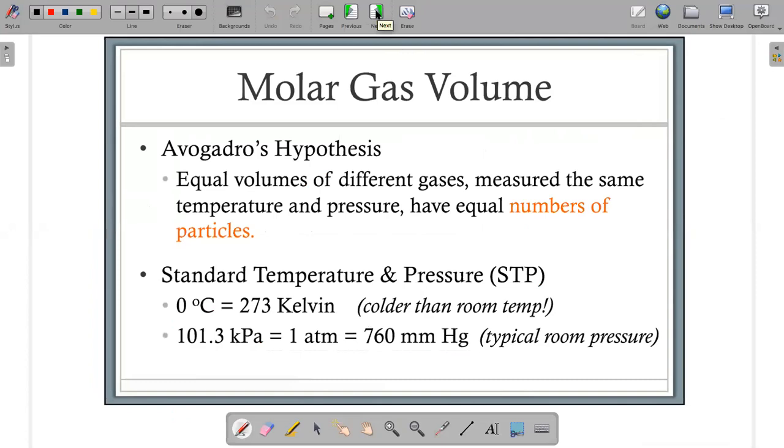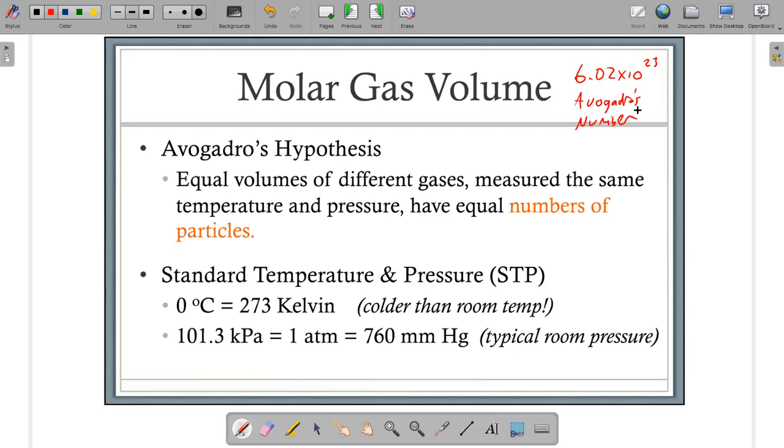So here's the thing about Avogadro's number. It turns out that Avogadro's number is 6.02 times 10 to the 23rd. That's called Avogadro's number. But Amadeo Avogadro's hypothesis and the origin of Avogadro's number is based upon gases.